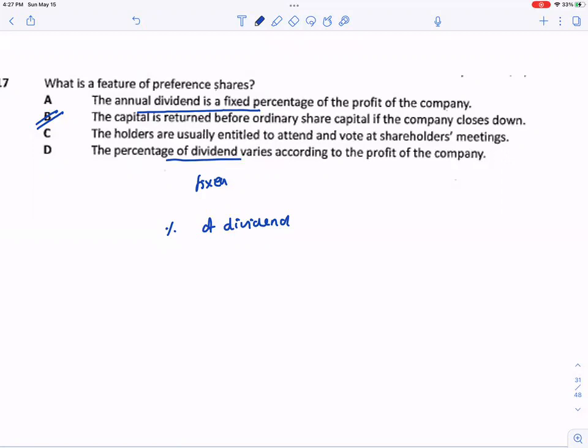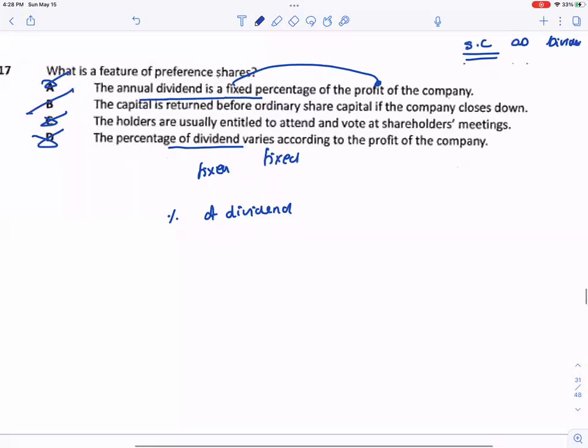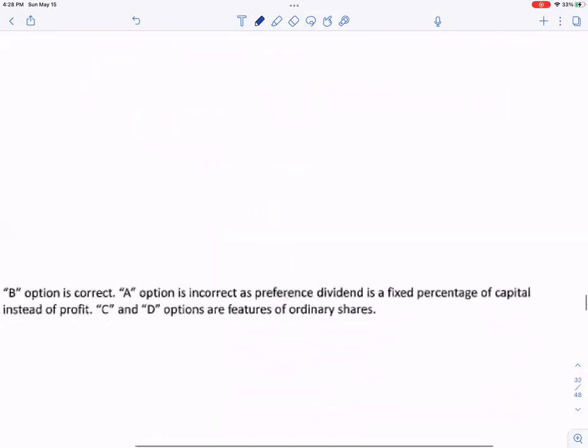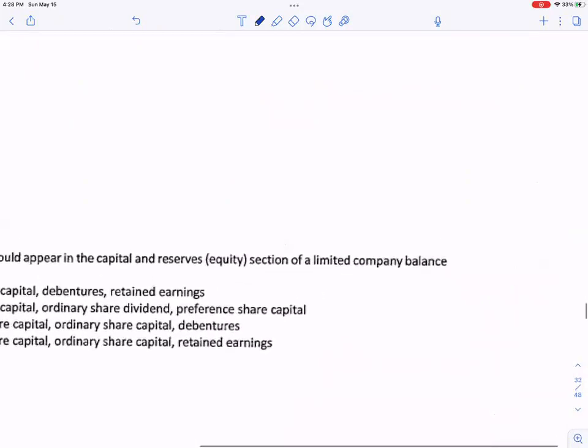And the percentage is not a percentage of profit. You will get a percentage of share capital as dividend. The number of shares that you invest, you will get a percentage of that as dividend. That is why it is not this. Preference shareholders are not entitled to vote, and the dividend is fixed, it does not vary. So the answer is, before I return ordinary share capital, preference share capital is returned. Go to the next one.